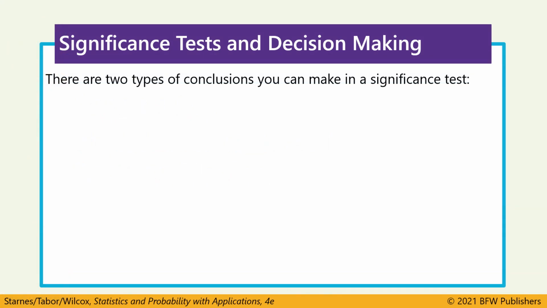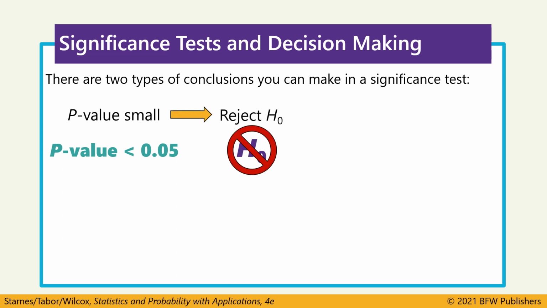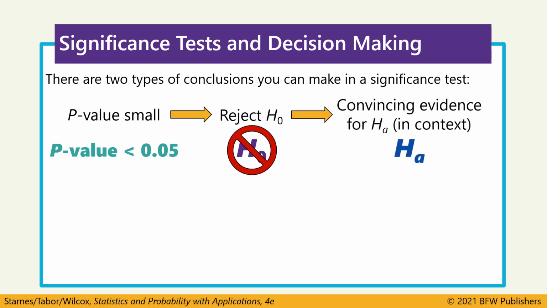To refresh, there are two types of conclusions we can make when conducting a significance test. The first is when the p-value is small, or less than 5%. In this situation, we saw an event that we would consider unlikely to occur by chance, and because of that, we're going to reject the null hypothesis. That leaves us with only the alternative hypothesis, meaning that we have convincing evidence that that alternative hypothesis is true.